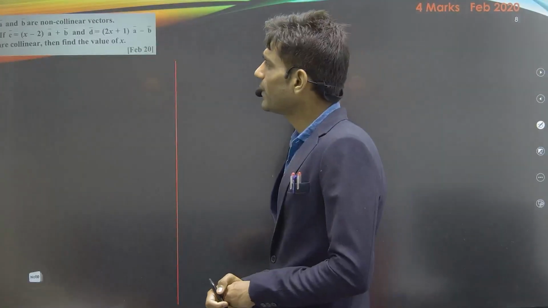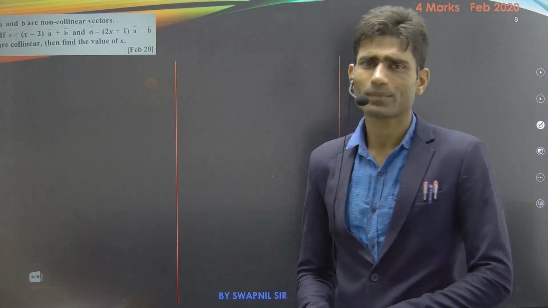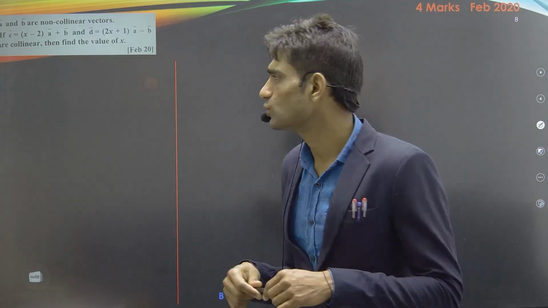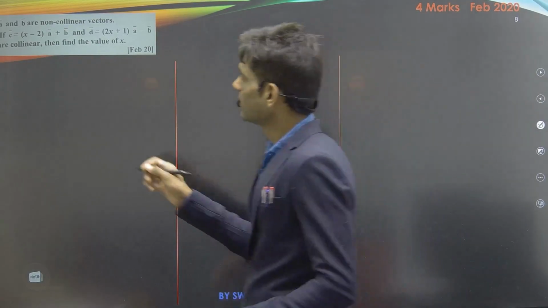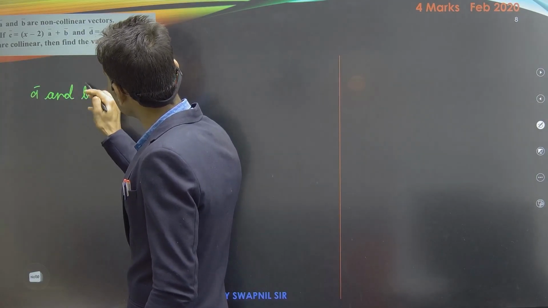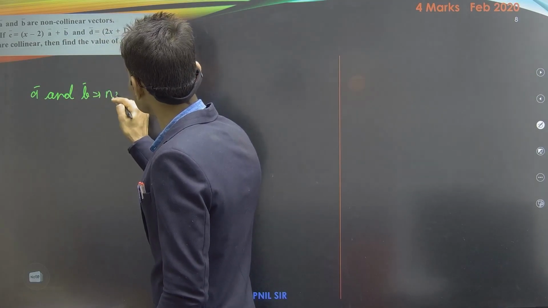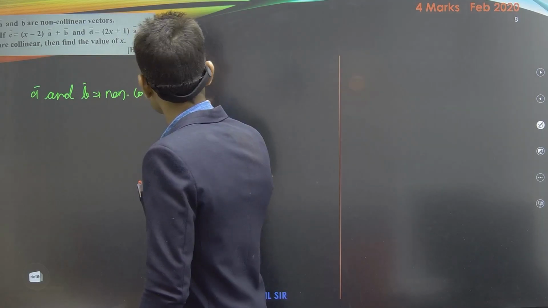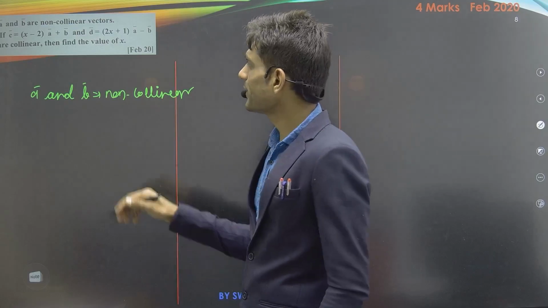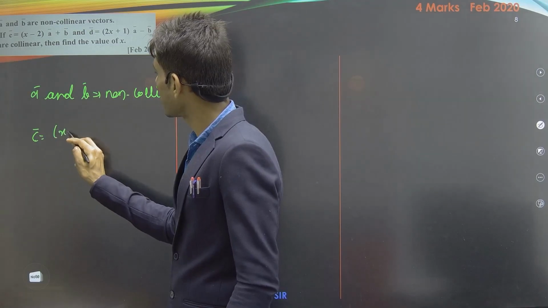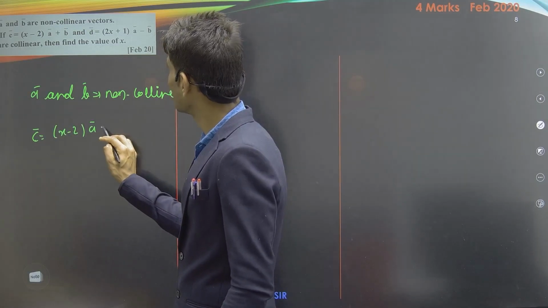So we have a bar and b bar, which are non-collinear vectors. That means they are not parallel, they are not along the same line. Both are non-collinear. And we are given c bar, which is equal to x minus 2 into a bar plus b bar.